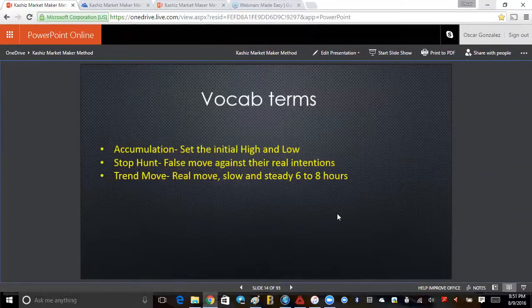Okay, so vocab terms I need you to write down. Accumulation, this is what I was talking about, the initial high and low, which is 4 p.m. They accumulate and evaluate. Pendings, hit the stops. Stop hunt, for those that are new here, is a false move against the real intentions. The true market maker trend is the true slow move, the real move, slow and steady, 6 to 8 hours of drop or 6 to 8 hours of rise. This is the true trend. I'll show you some examples of it. Okay, let's move on.